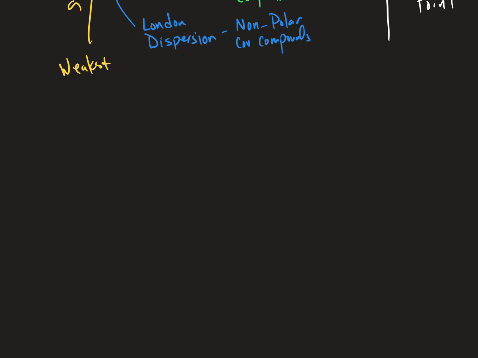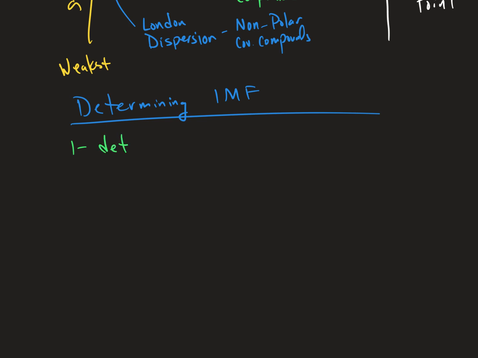Okay, here we go. Determining intermolecular force. You guys okay if I just say IMF? Step 1: Determine what kind of compound it is. If it's ionic versus covalent, we know if it's ion-ion or one of the other 3, right? Determine if the compound is ionic versus covalent.